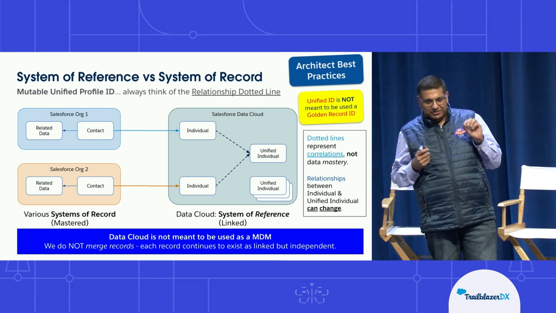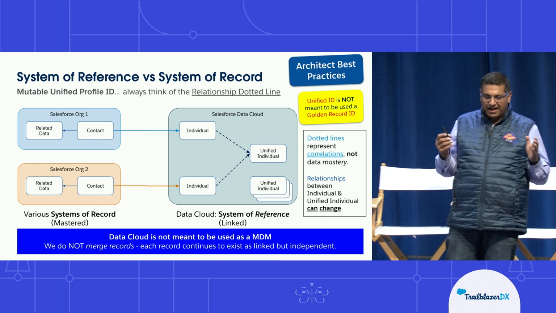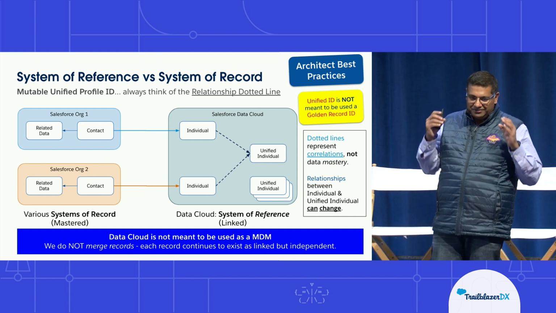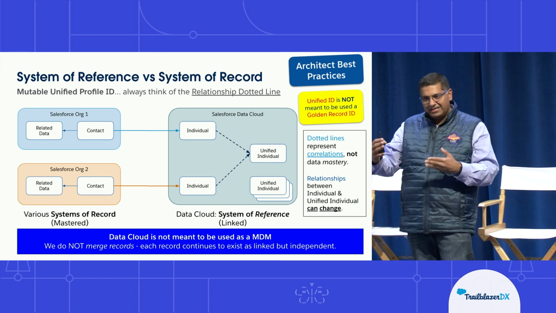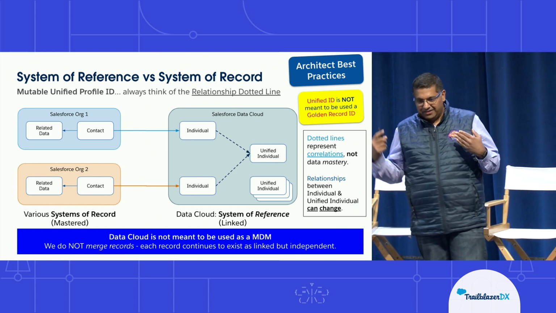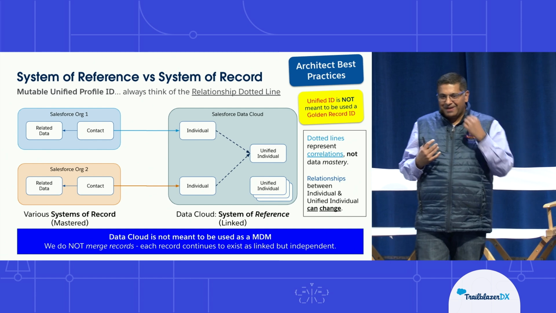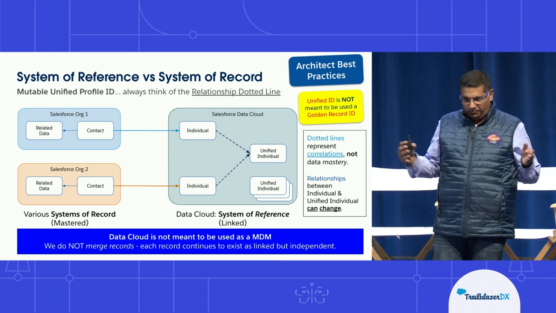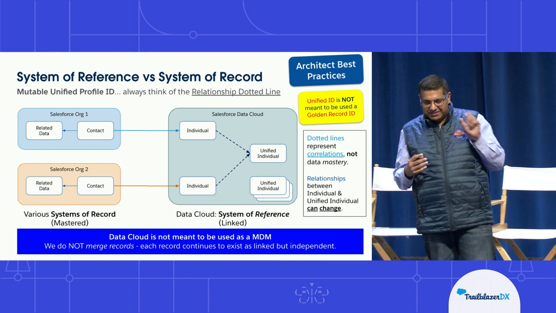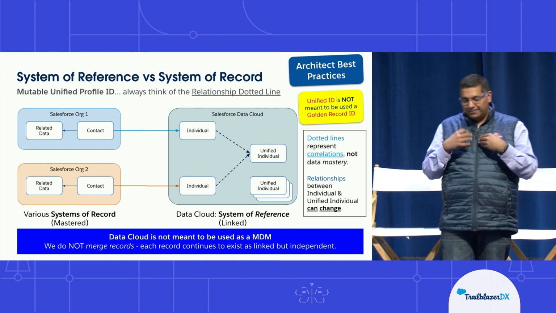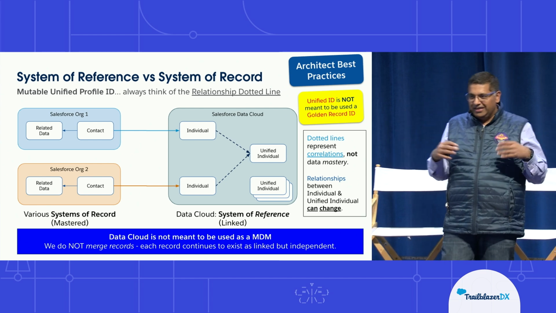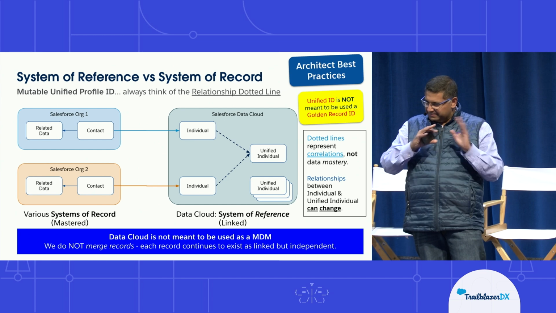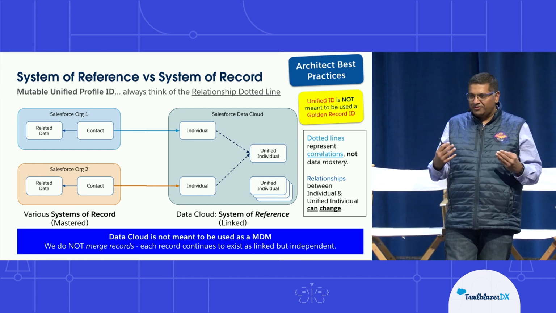The key thing from an architecture lens is that Data Cloud is a system of reference as opposed to a system of record. What we mean by that is, by using that unified record, you can always get to all of your source records. I would just say a few things because this comes up often. Data Cloud is not meant to be used as an MDM. It has MDM-type capabilities, but it's really a system of reference.